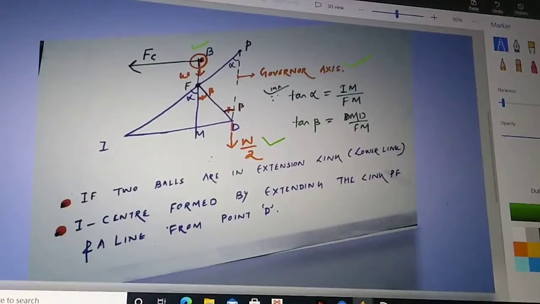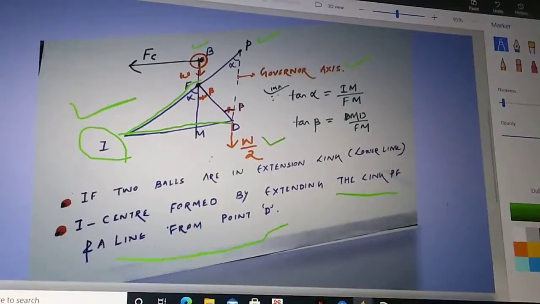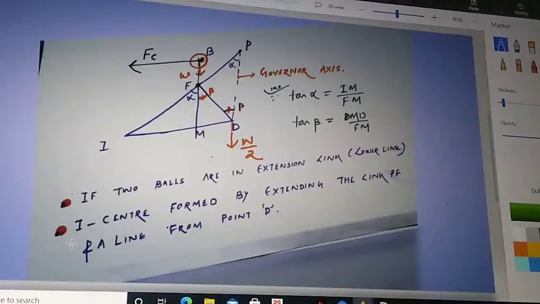If we extend these links, we will find that the I center is formed by extending the link BF and a line from the point D. So if we extend a line from this point D and extend this link BF, we will get a point. This is I. So what is I? It is the instantaneous center of rotation, or I center.